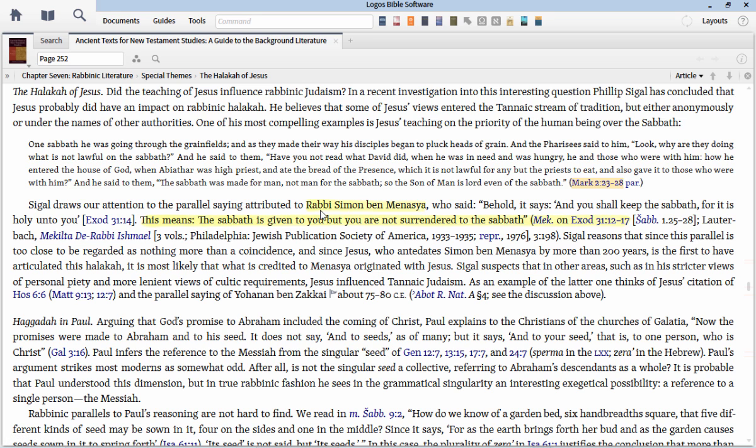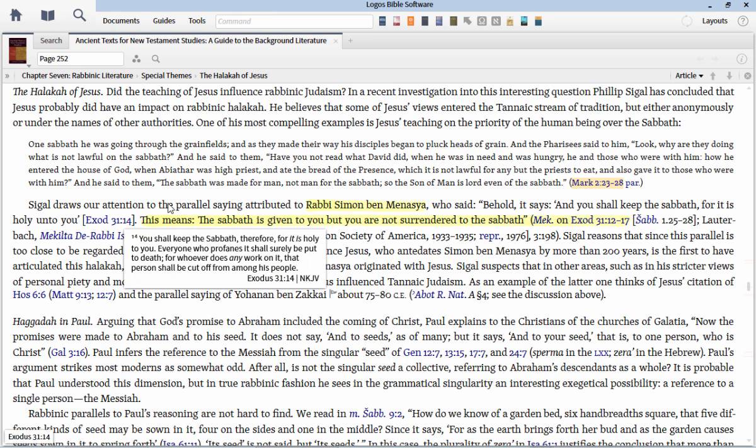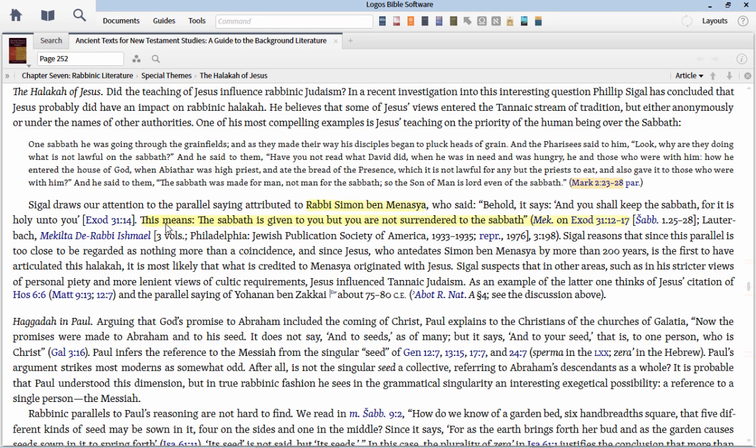So this rabbi is quoting Exodus 31, and then the rabbi gives an interpretation. This means the Sabbath is given to you, but you are not surrendered to the Sabbath. You are not given to the Sabbath. Doesn't that sound a lot like what Jesus was saying in this text?